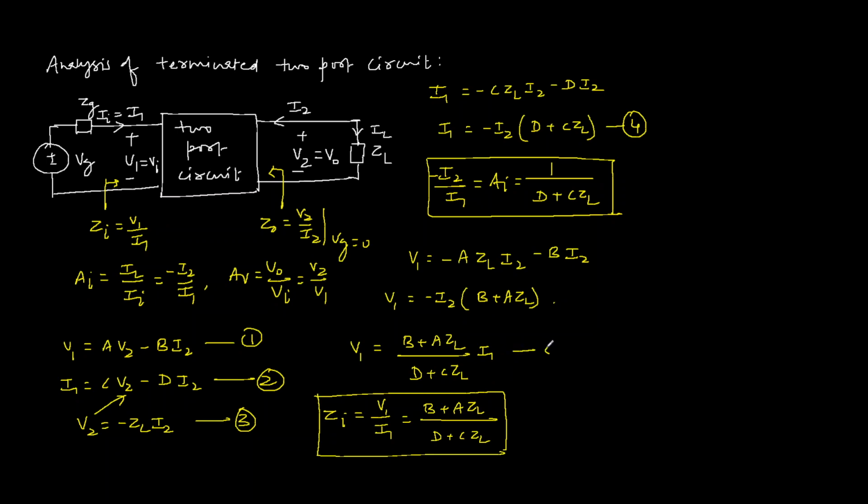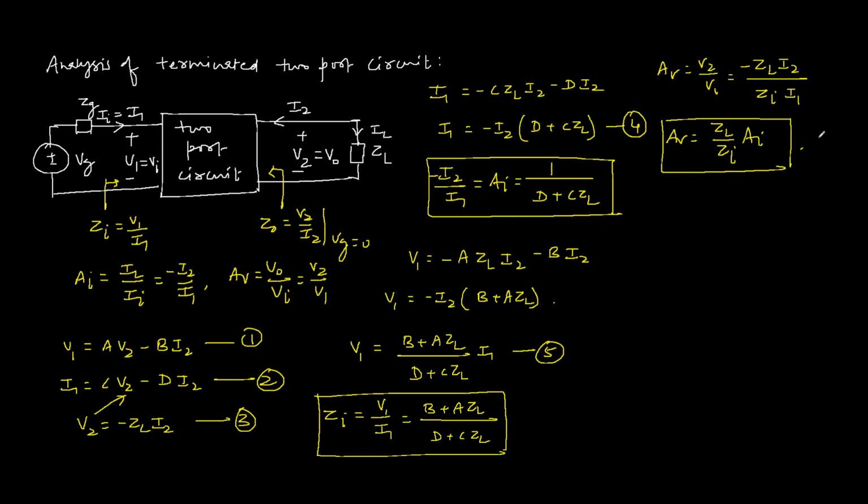Let us assume that this is equation 5. Now we have to find the voltage gain, which is V2 over V1. So now we know that V2 is negative ZL I2, and what is V1? V1 is Zi into I1. So here negative I2 over I1 is AI. So AV or voltage gain is ZL over Zi into AI. This will give the expression for voltage gain.